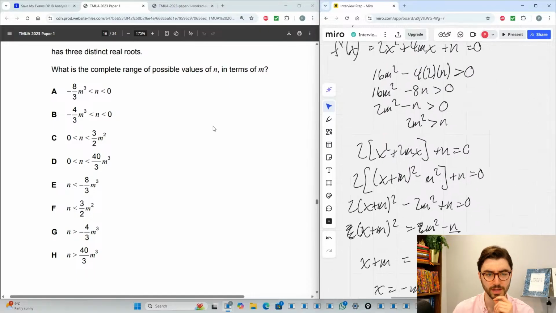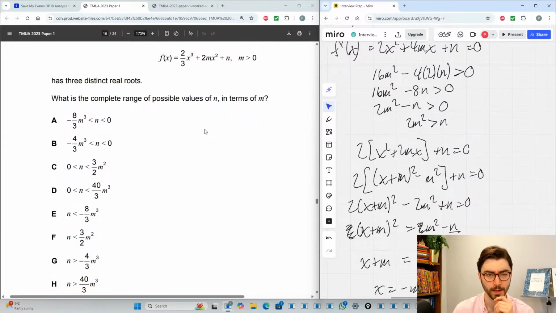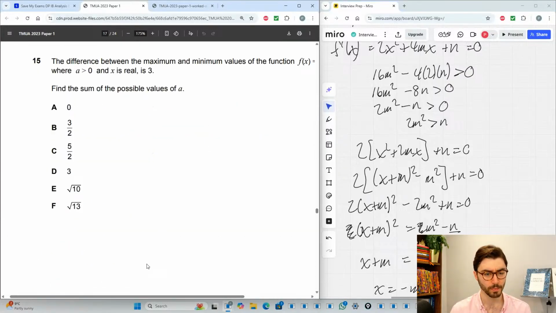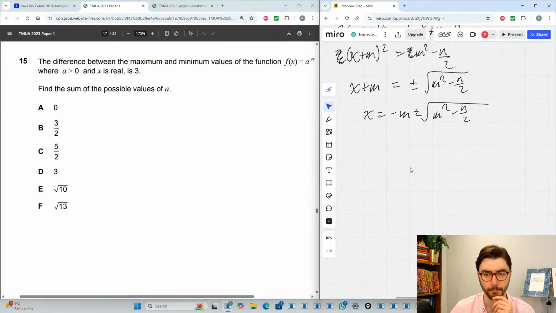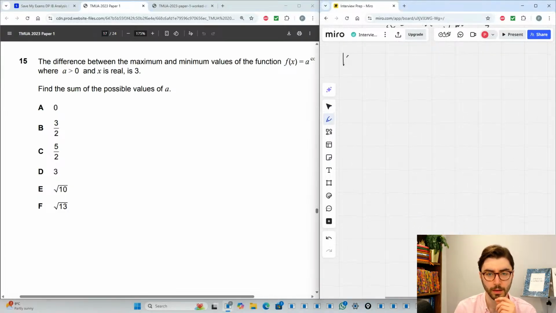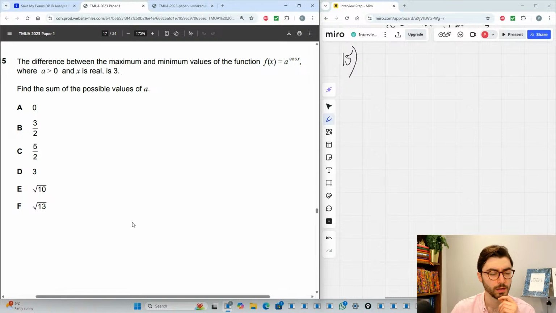I feel like if I plug those x's in, I'm not going to get something fun. I'm going to come back to this. So I'm going to come back to 14. So 15, the difference between the maximum and minimum values of a silly function is 3. Find the sum of possible values of a.